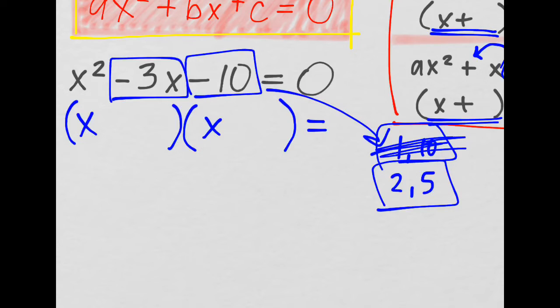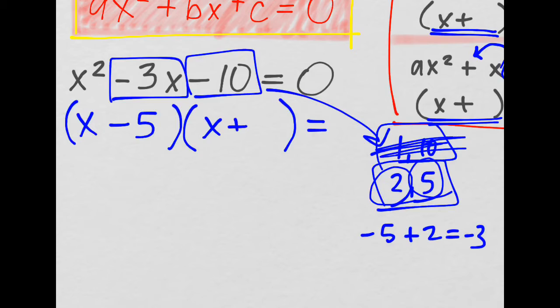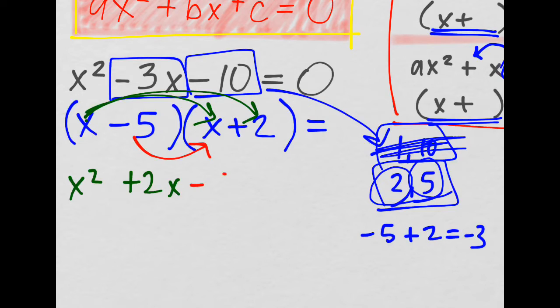2 and 5, though, if I had a negative 5 and a positive 2, I could get to a negative 3, right? And negative 5 plus 2 is equal to negative 3. So if I were to put a negative 5 here and a plus 2, let's see if this works out. First times first gives me x squared. First times last gives me a positive 2x. Then I'm going to come down here to the bottom. Negative 5 times x is negative 5x. And negative 5 times a positive 2 is negative 10.